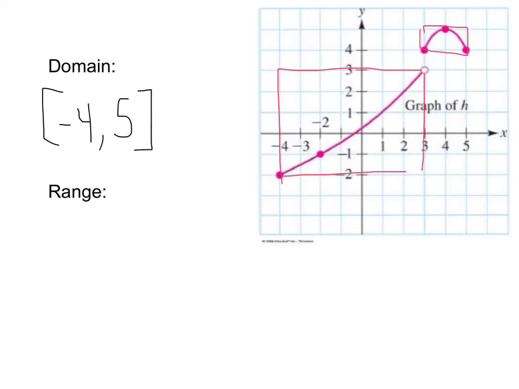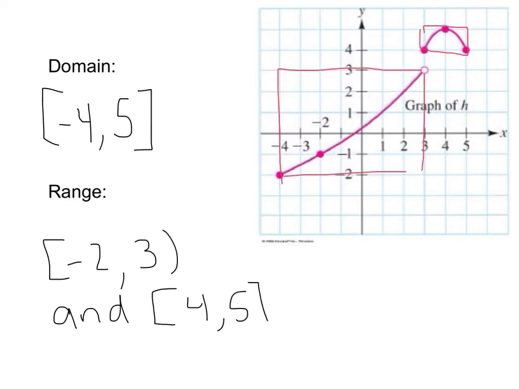Now let's look at y. Y is a little bit more complicated. So how low does it go? Well, it goes down to minus 2, and then the first piece goes up to 3, but doesn't include 3. And we would also have to include the separate piece here, which goes from 4 to 5, and those are both covered. We could also write two separate interval notations, or we could use the union notation if you're comfortable with that, but I'm okay for now with range being an AND function.